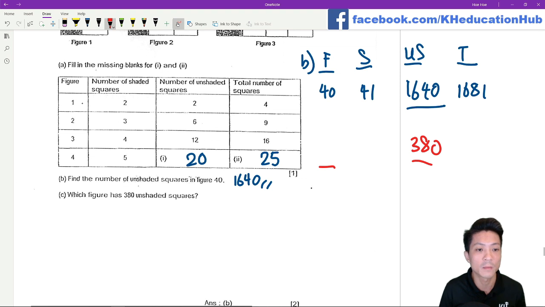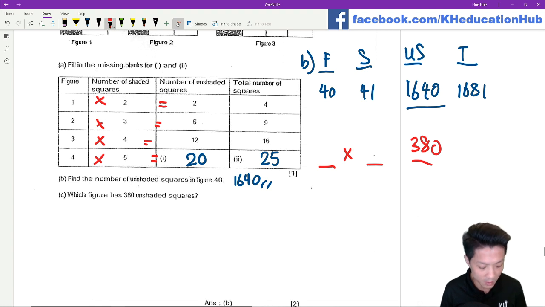Okay, if you look at the pattern over here, using the figure number multiplied by the number of shaded squares, it's going to give me the unshaded ones. And it is always consecutive numbers, so 1 times 2 equals 2, 2 times 3 equals 6, 3 times 4 equals 12, 4 times 5 equals 20. Which means that in this case, I just need to find what times what will give me 380, which are consecutive.